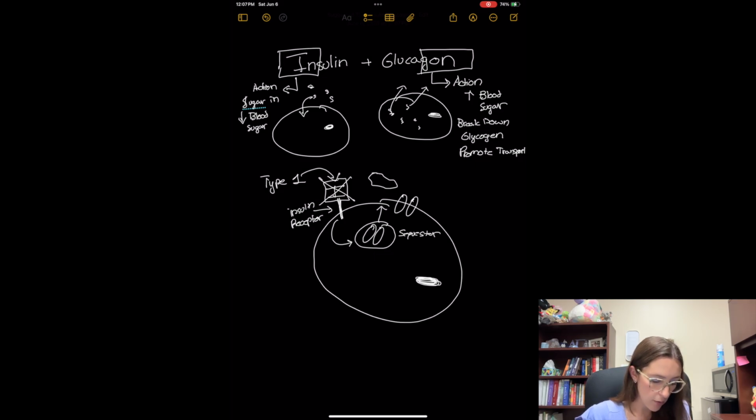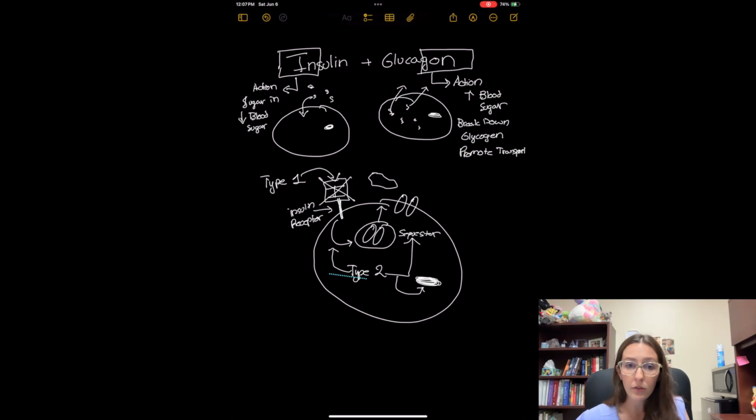In type 2 is everything inside here, right? Even the production of that glucose transporter, right? So type 2 diabetes is my cells are not responding to the insulin at the rate that it should be. It's not doing the process that it's being told to do, okay? So that's why we refer to that as insulin resistant.